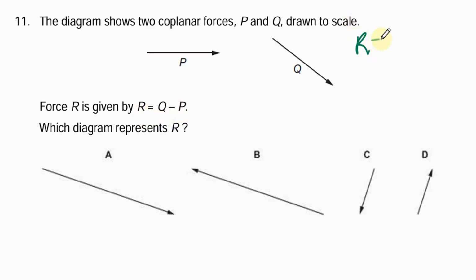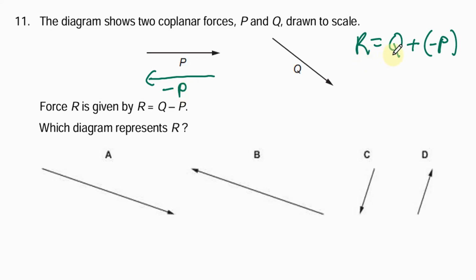as R equals Q plus negative P. So we can see that R must be the resultant of Q and negative P, since we are adding them to get R. Negative P, of course, is the vector P drawn in the opposite direction. So this is negative P.